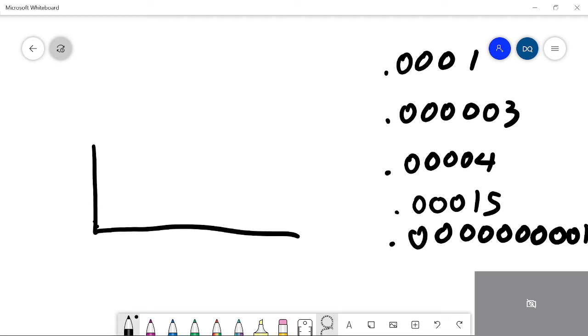Let's say I take my largest number here, which is decimal 0.0015, and I make that my unit there. These much smaller numbers will essentially appear in exactly the same spot, making them indistinguishable and unable to plot.